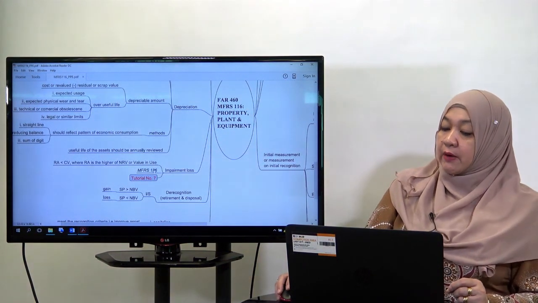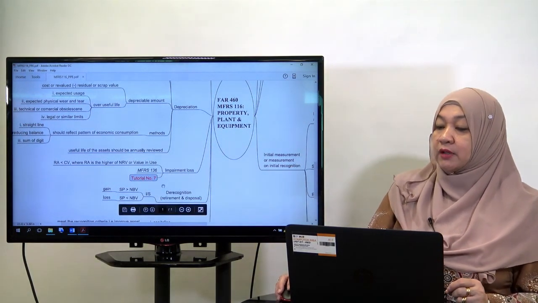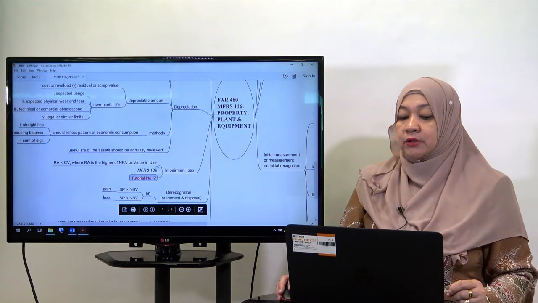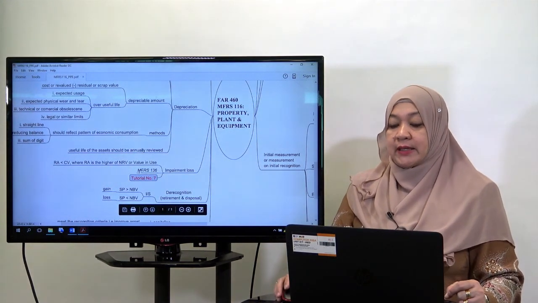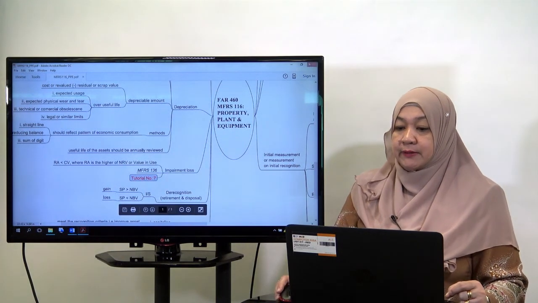However, impairment loss is covered under MFRS 136. Okay, in order to get some understanding of what impairment loss means, we will look at tutorial number 7.